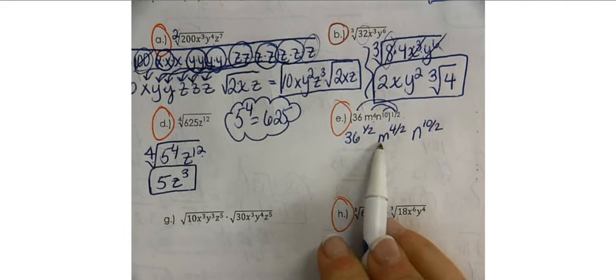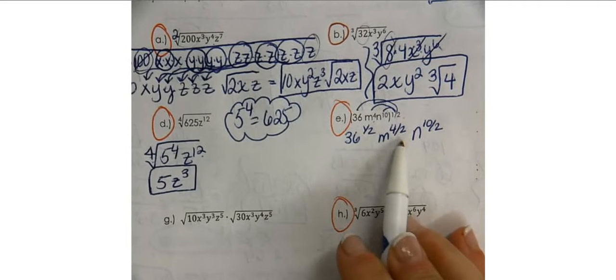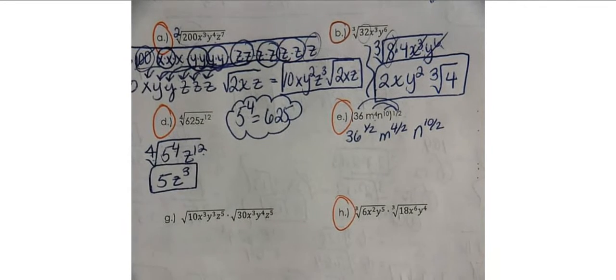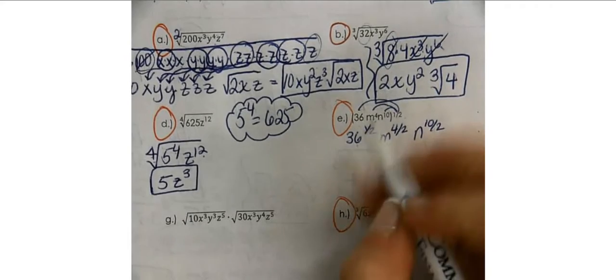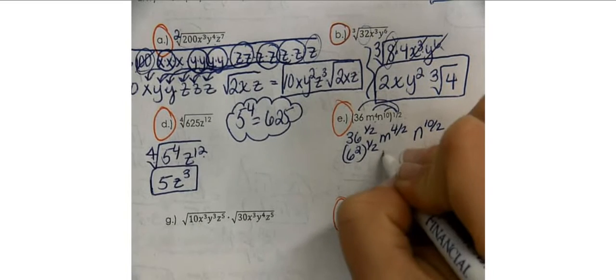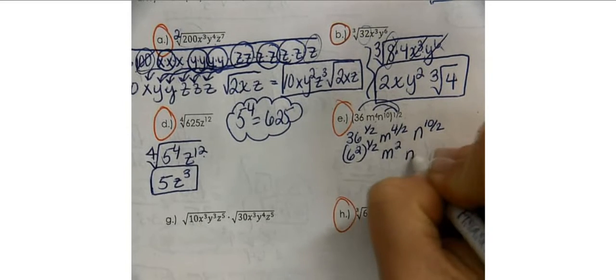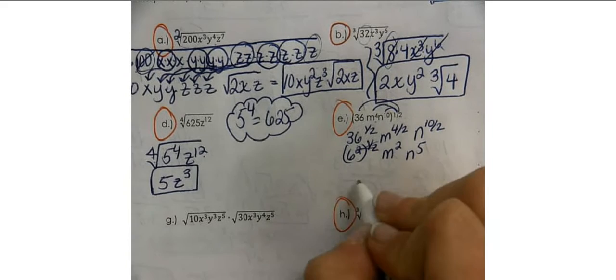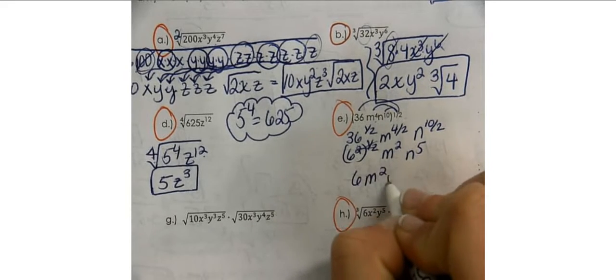Do you have to show this step, or can you go straight to 2 and 5? Absolutely you can. With respect to the exponents, that's perfectly fine. 36 is equal to 6 squared raised to the 1/2 power. This is m squared, n to the 5th. And the exponents will cancel out here, leaving us with 6 m squared, n to the 5th power.